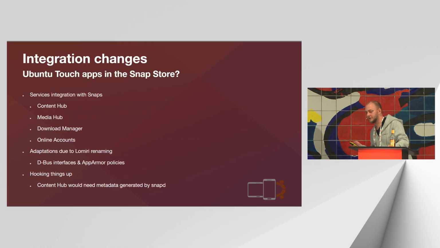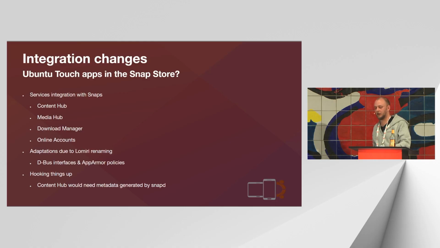So integration changes for Ubuntu Touch apps to shine in the Snap Store for Ubuntu Touch specifically require Content Hub, Media Hub, Download Manager, online accounts, and a bunch of other services to work properly. Some of them already have a work-in-progress patch set on my local laptop. That's just adapting the change from Unity 8 to Lomiri so that the D-Bus interfaces are allowed through the AppArmor profile.